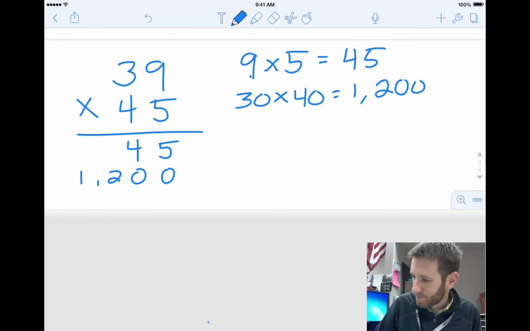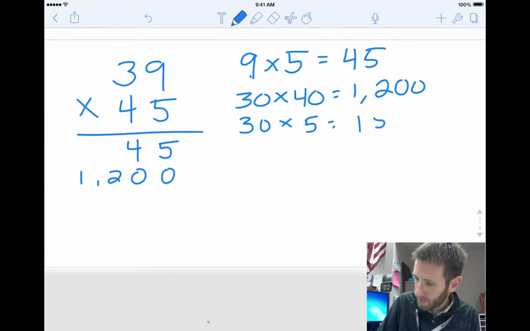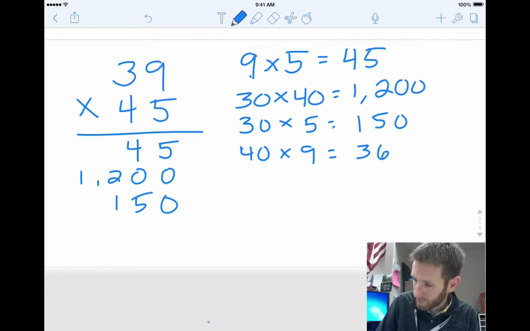Now, I'll multiply my tens place at the top by my ones place at the bottom here. And I know that 30 times 5 equals 150. I'll line that one up here, writing from right to left. Okay, and then I'll multiply my tens place here in 45 by the 9 up here. And I know that 40 times 9 equals 360.